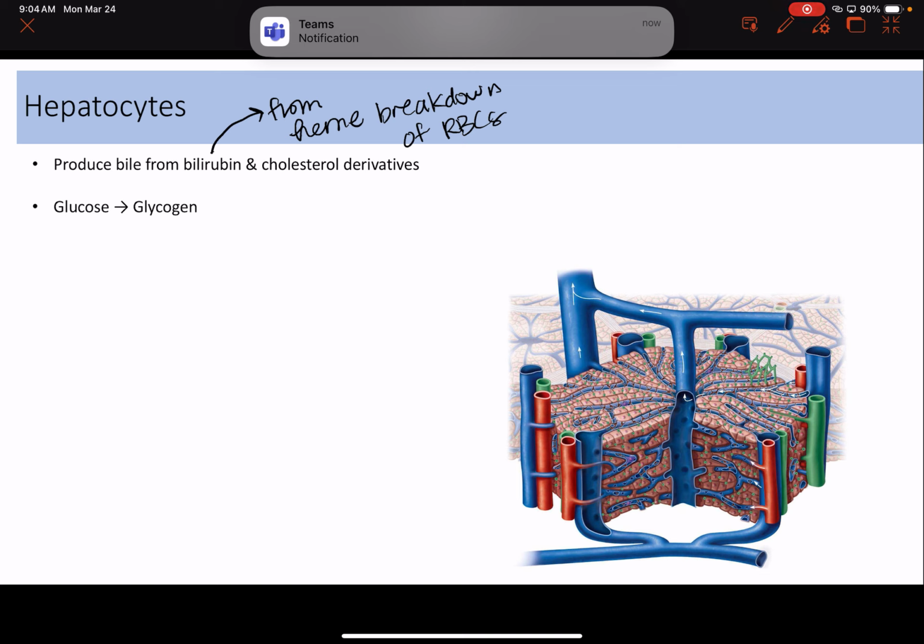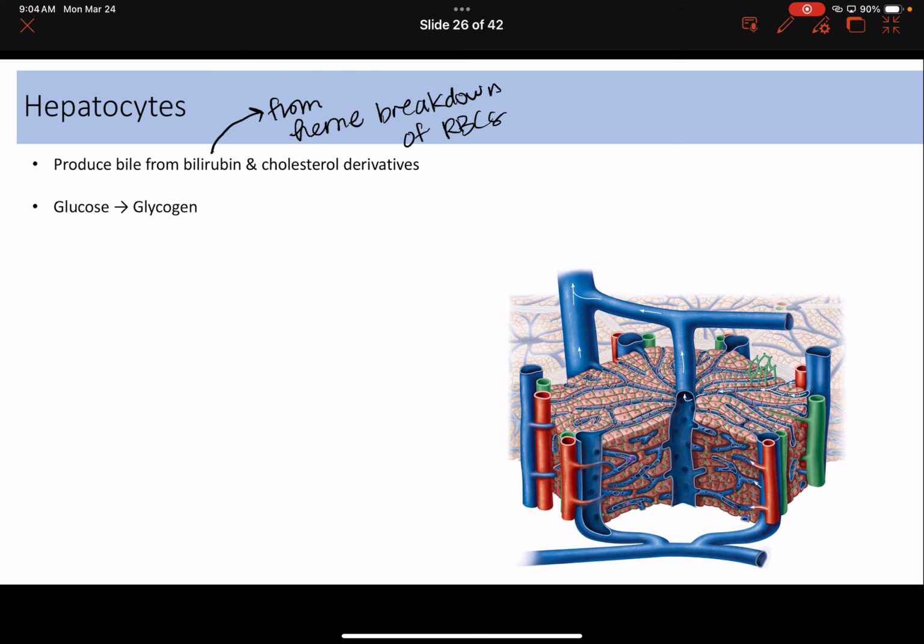Also, it's going to do the conversion of glucose into the storage form, which is glycogen. What hormone triggers us to store glucose as glycogen? Insulin. So this is triggered by insulin.